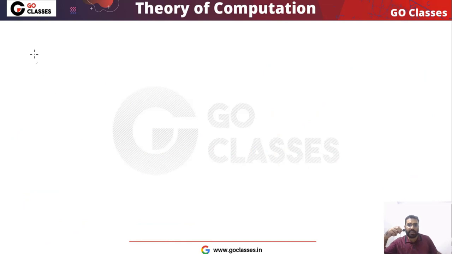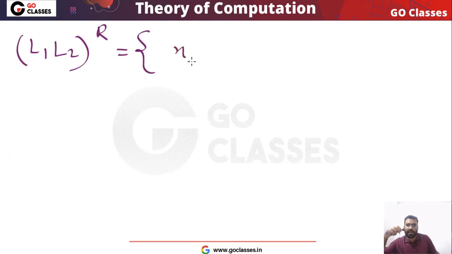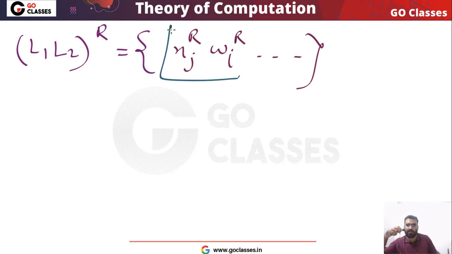So I can say that L1 L2 whole reverse, what type of strings do you have? This type of strings: xj reverse, wi reverse. This type of strings you have in this L1 L2 whole reverse.